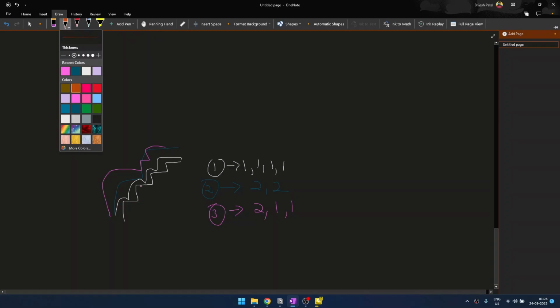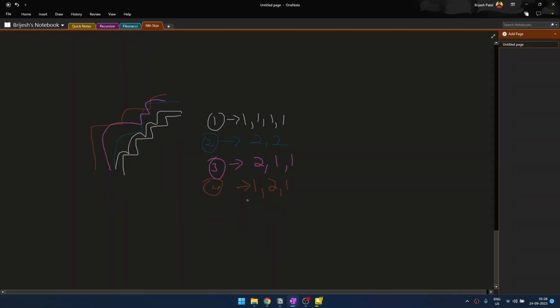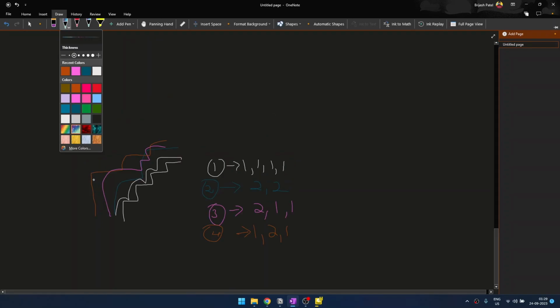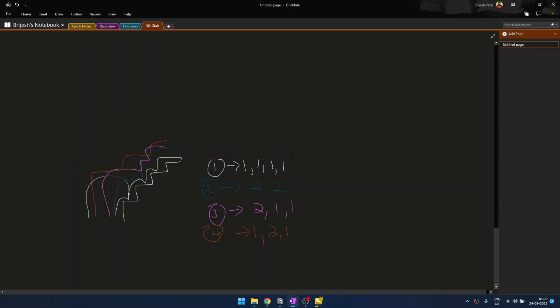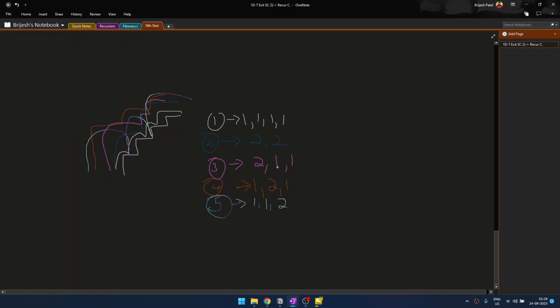And then the fourth way, which would be 1 step, and then 2 steps and then 1 step. This is the fourth way. And now we'll need to find the fifth way. So the fifth way would be 1 step, 1 step and then 2 steps. Yeah, I think we have covered all the cases here.